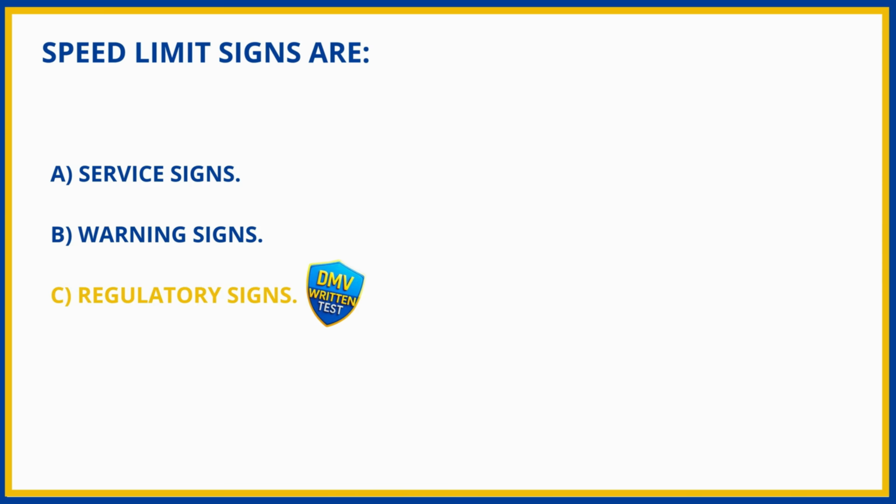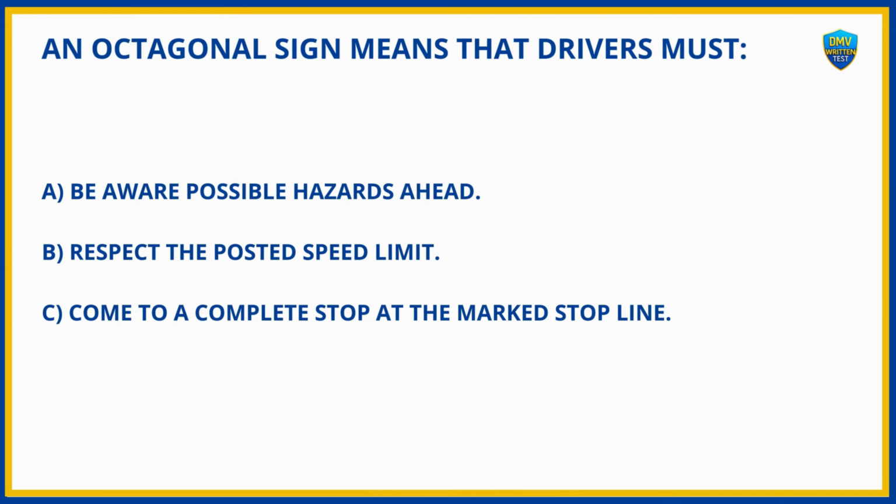And the answer is C. Regulatory signs. An octagonal sign means that drivers must A. Exceed the speed limit. B. Pass red lights. C. All of the above. And the answer is C. All of the above.